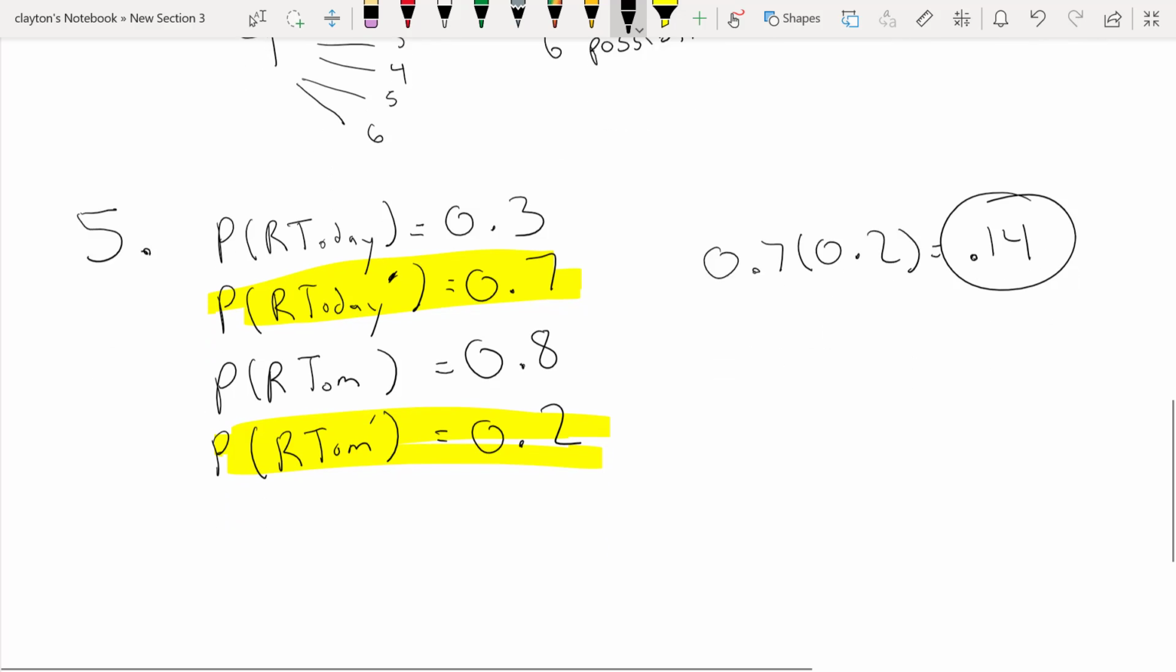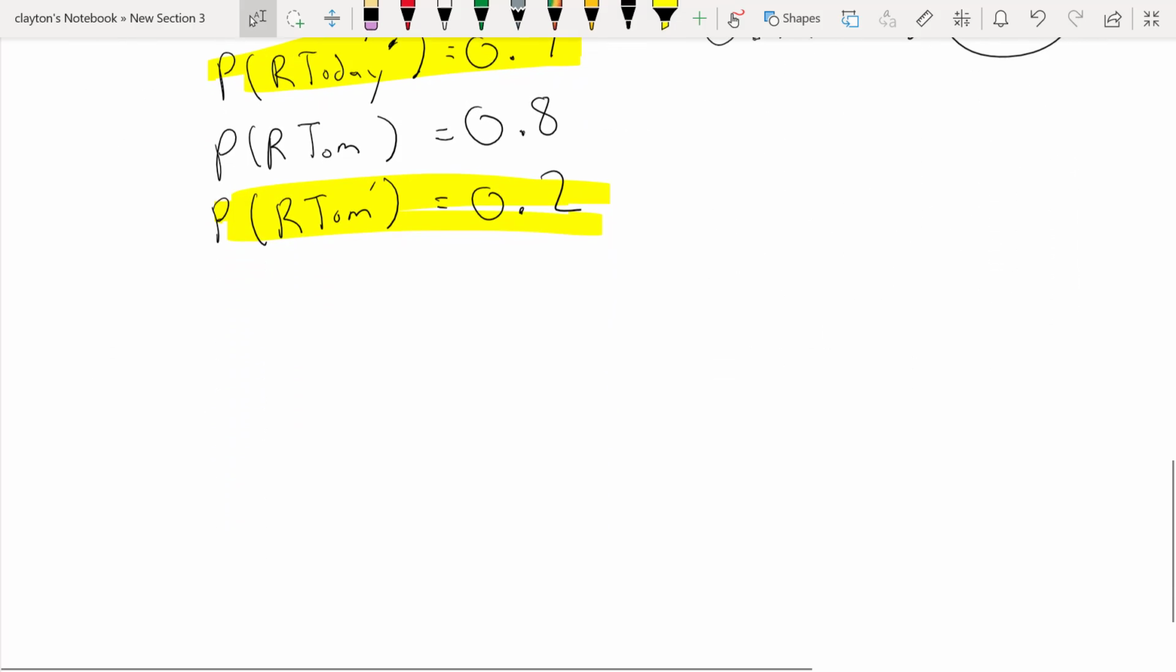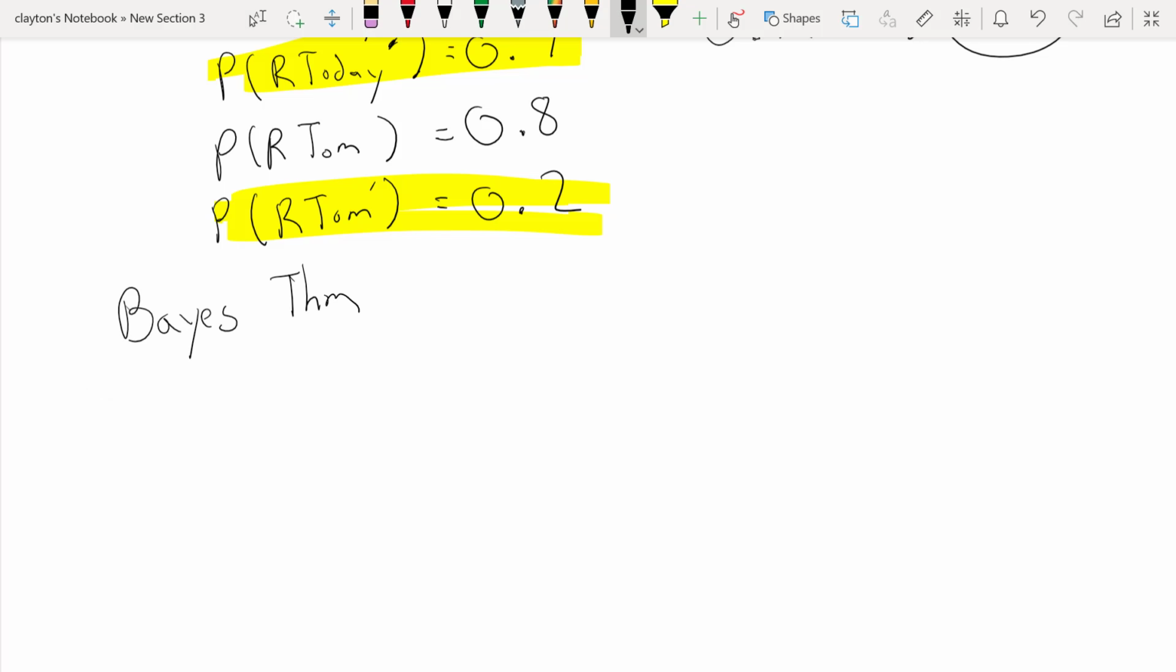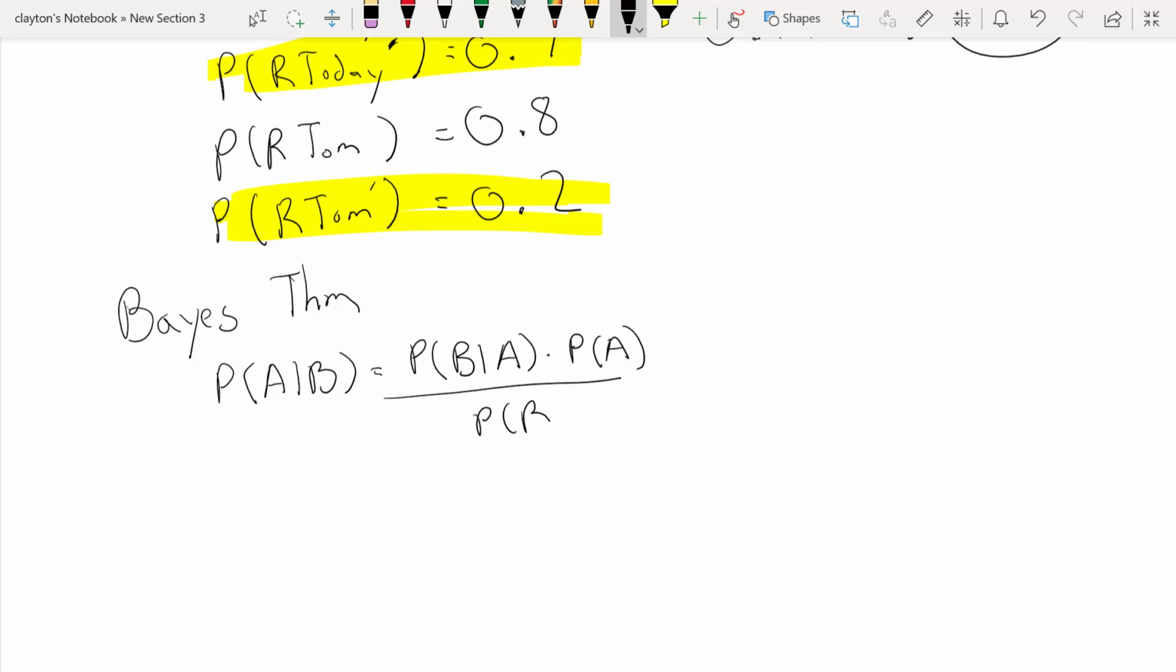Okay, let's go ahead. We're looking at 6, which gets into the section now called Bayes' theorem, right? As a reminder, Bayes' theorem is the probability of A given B is equal to, you're going to write the opposite, B given A, times the probability of A all over the probability of B. So we'll probably need this here.